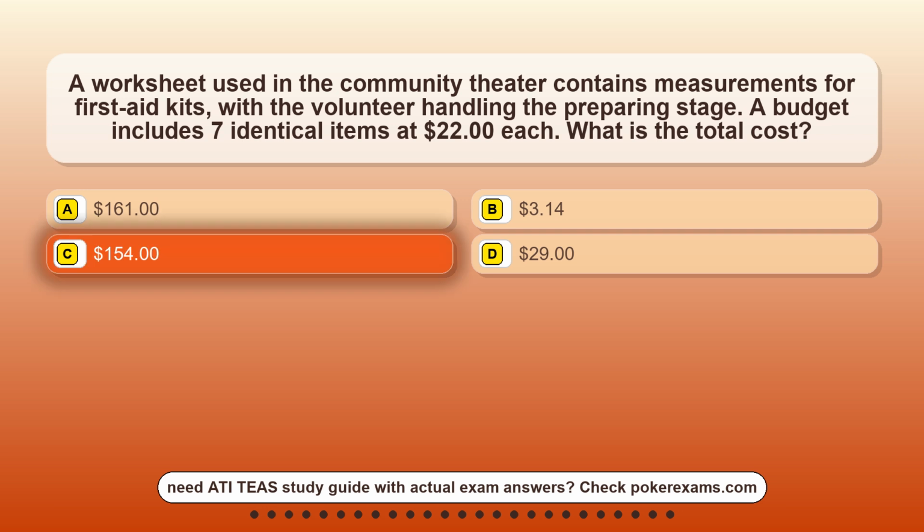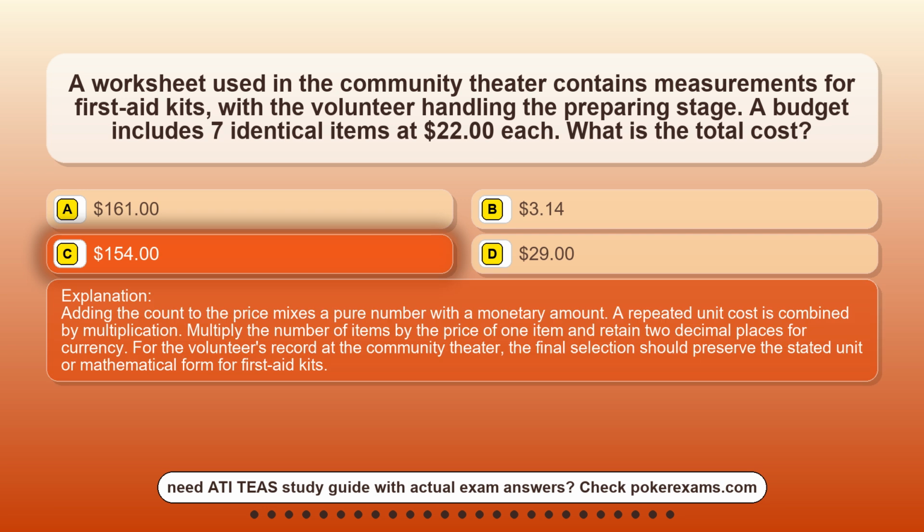The correct answer is option C, $154. Adding the count to the price mixes a pure number with a monetary amount. A repeated unit cost is combined by multiplication. Multiply the number of items by the price of one item and retain 2 decimal places for currency. For the volunteer's record at the community theater, the final selection should preserve the stated unit or mathematical form for first-aid kits.